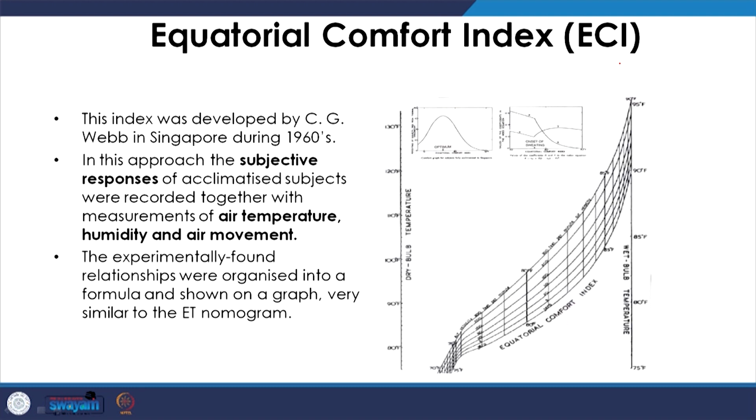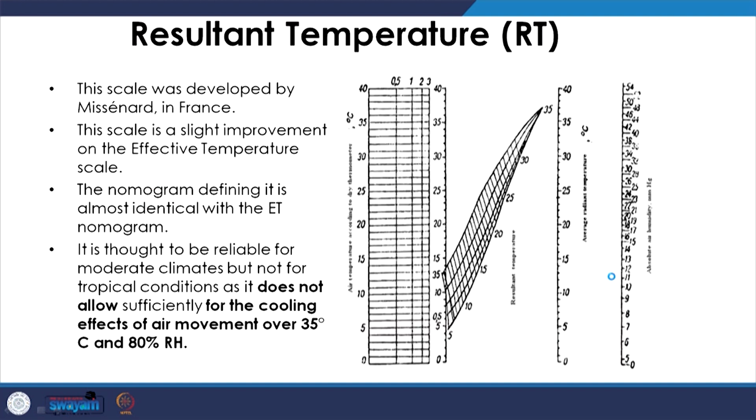And here the subjective responses, and these responses were acclimatized. So, this Equatorial Comfort Index was based upon equatorial tropical subjects, and they took into account the air temperature, humidity, air movement, and then recorded the subjective responses. And this was organized very similar to the effective temperature nomogram, where we have dry bulb temperature, wet bulb temperature, and humidity and air movement put together, resulting in an equatorial comfort index.